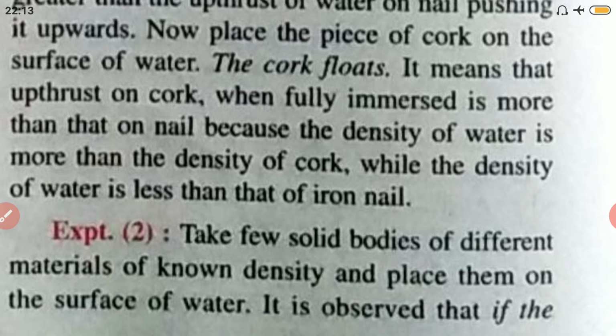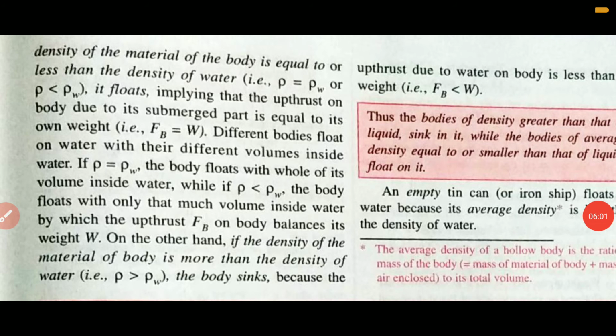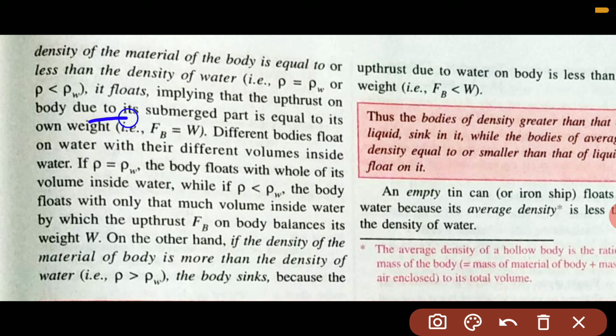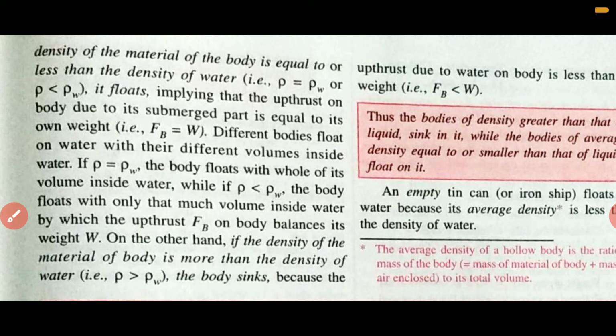The next experiment is to take a few solid bodies of different materials of known density and place them on the surface of water. It is observed that if the density of the material of the body is equal to or less than the density of water, in both cases it should float, implying that the upthrust on the body due to the submerged part is equal to its own weight, that is Fb equals W. Different bodies float on water with different volumes inside water.